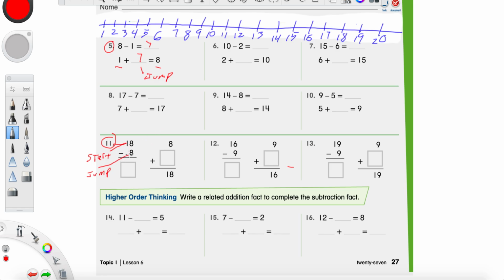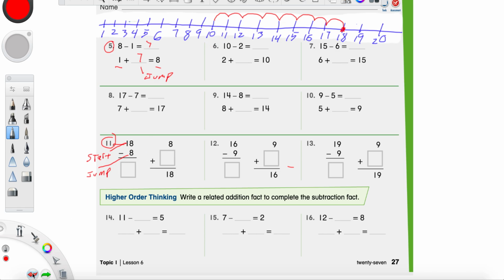So first we do it the subtraction way. Maybe you find that way a little bit better. That's fine. So we start at 18 and we make 8 jumps backwards. 1, 2, 3, 4, 5, 6, 7, 8, and I land on 10. So with this method, 18 minus 8 is 10.